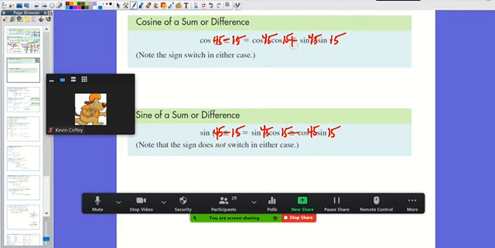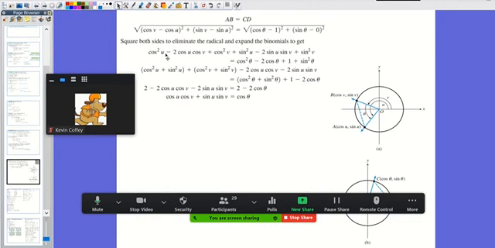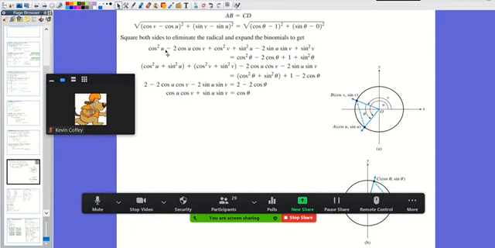Now, let me back up and give you a little bit of background information. Typically, what I like to do with these is explain how the formulas came to be. This proof is based on the Pythagorean theorem, and it gets a little bit gnarly in all honesty.